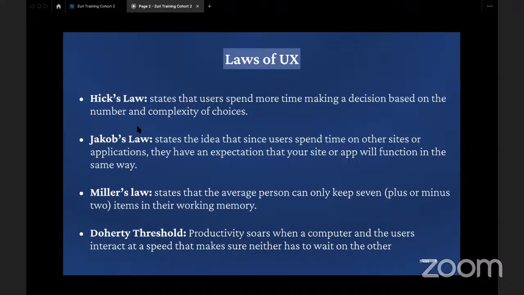You already know what like is. People use that star, people use that love. But when you start doing a square shape as the like, nobody will click. Do you understand? Because they cannot be trying out everything on the platform just to be familiarized with everything. So what is Hick's Law? Sorry, Jacob's Law is talking about it. It states the idea that since users spend more time on other products, on other sites, they have an expectation that your site or app will function in the same way.